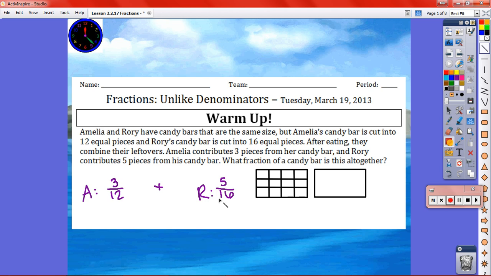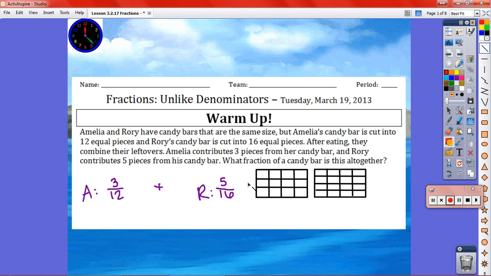And then Rory's is 16 pieces, so I know I can do that by doing 4 by 4. So let's do 4 going this way. That's not even. And 4 going this way. Not even. There. It's as even as I could manage.